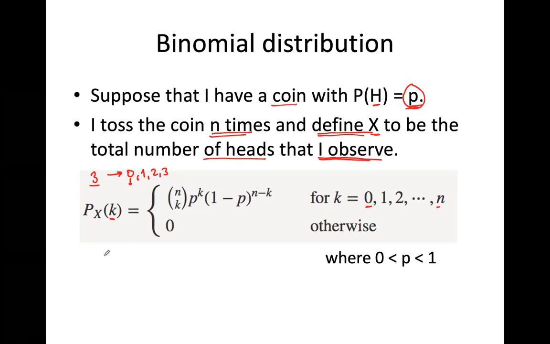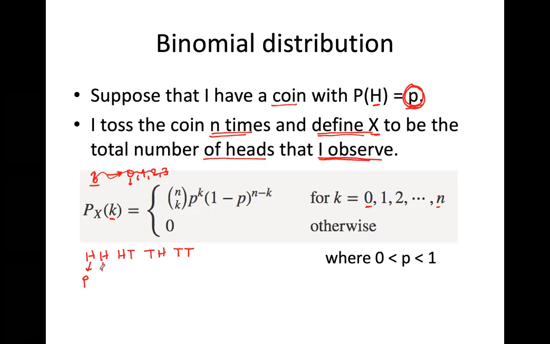Now, let's not talk about 3, but let's talk about 2. What are the possible outcomes? Heads heads, heads tails, tails heads, and tails tails, right? So what's the probability of obtaining heads here? 1/2. We don't know it is 1/2. 1/4 hocam. It is P, right? So obtaining heads is P.